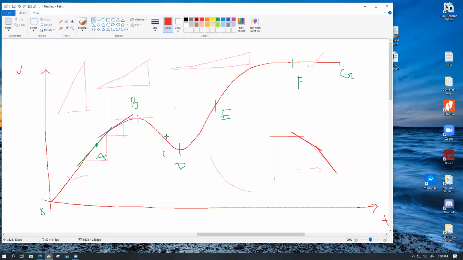Yes, Samira. Hello, sir. Can you explain why at B the acceleration becomes 0? Oh, because the graph is changing direction. So it is the highest point of the graph. So I mean, try to have a look.